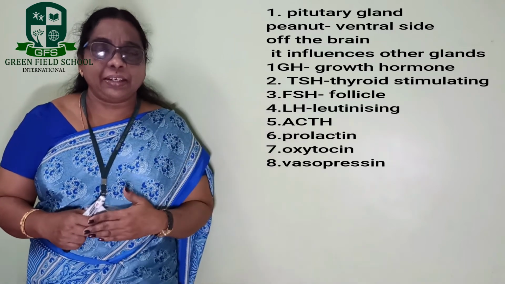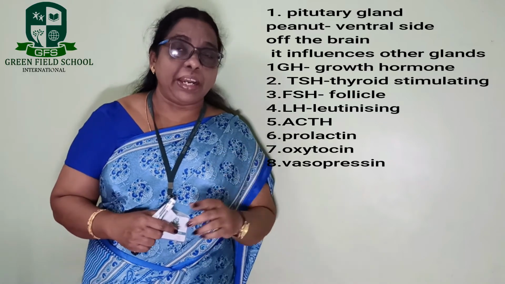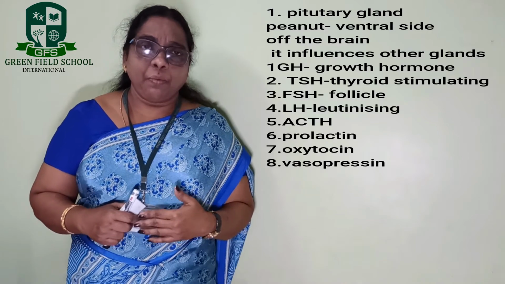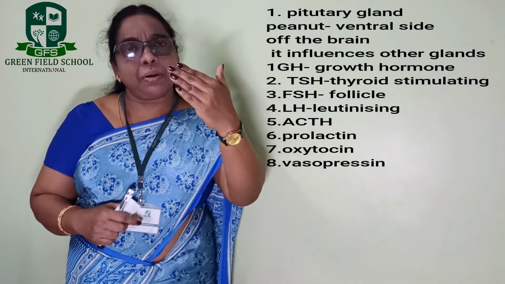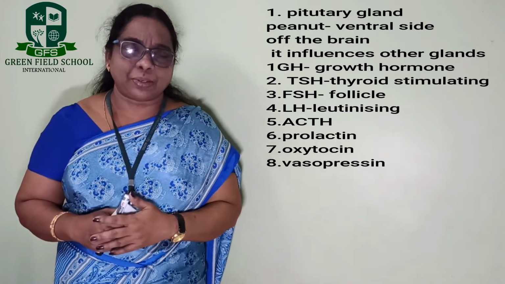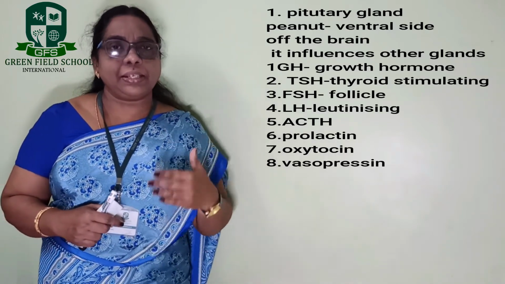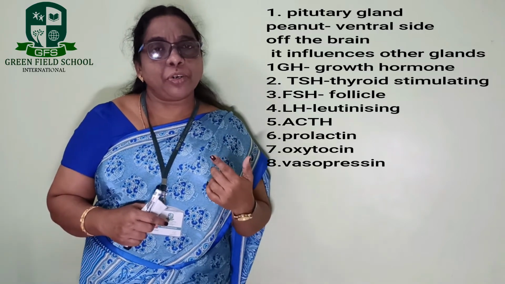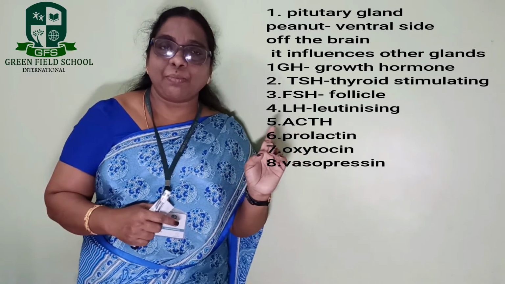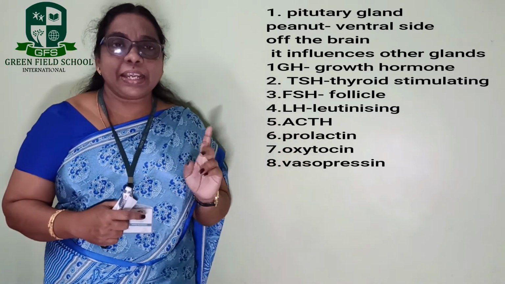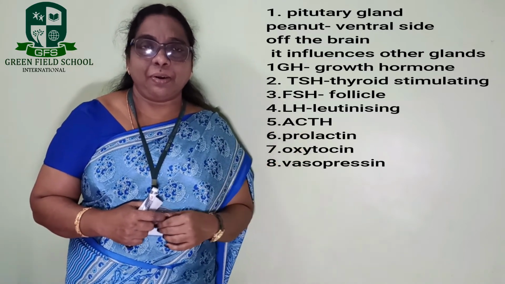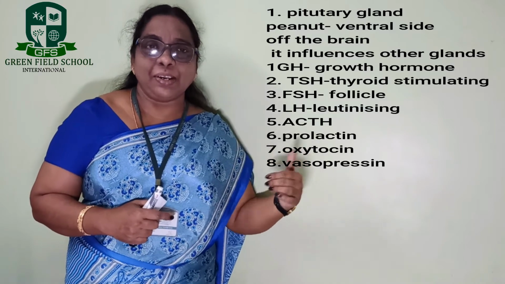How can it stimulate them? The pituitary gland releases nearly 8 hormones, and the hormones released by it touch all other glands also. For example, listen here. The pituitary gland produces a hormone called TSH, thyroid stimulating hormone. Children, TSH, thyroid stimulating hormone. FSH, follicle stimulating hormone. LH, luteinizing hormone.